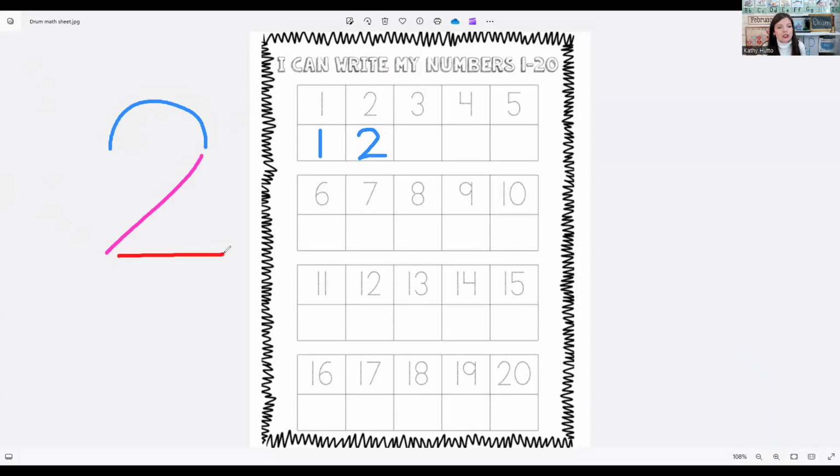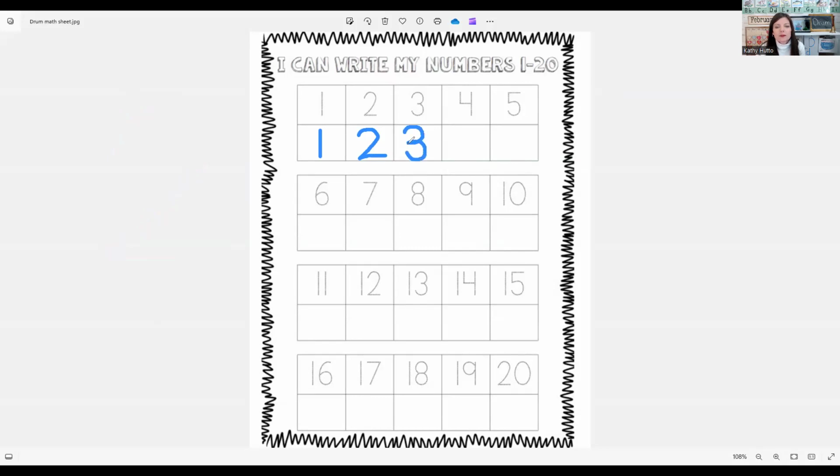This is number 2. It's easy if you break it into parts. Rainbow, slide down, and out. Straight line out. All right, let's write number 3. Curve around and around again.